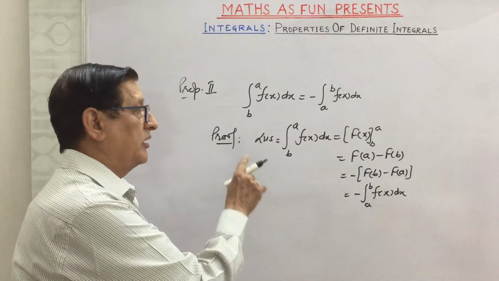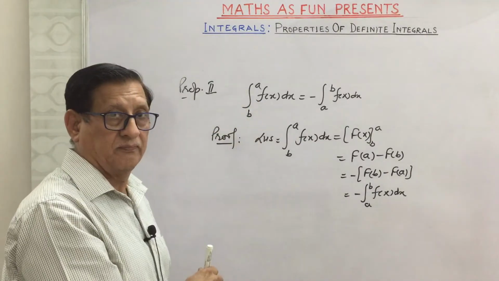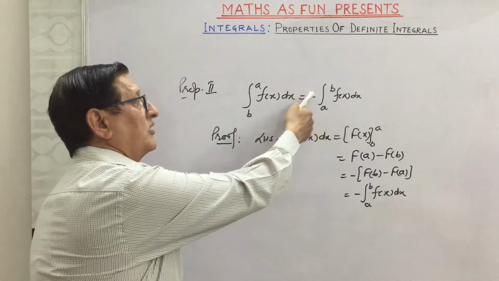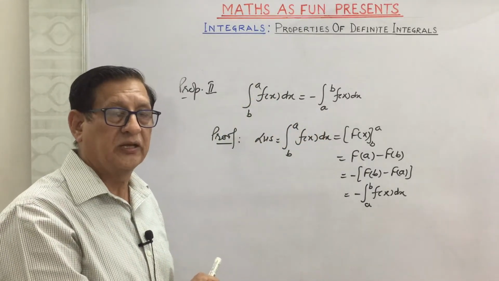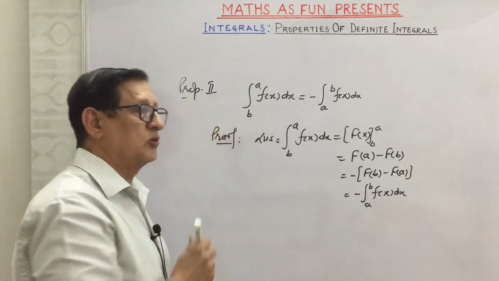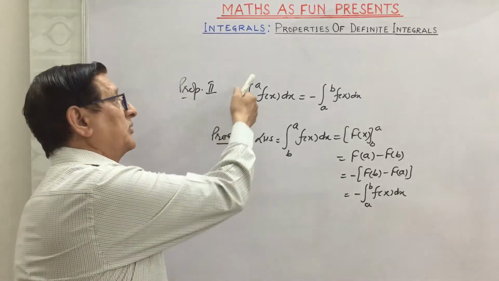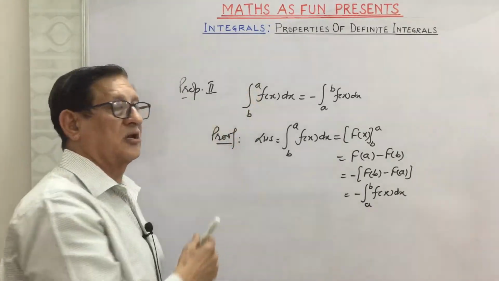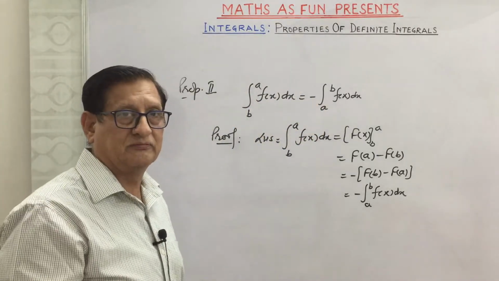What does it mean? It means if we interchange the limits, then the sign of the value of this will change, the numerical value will remain the same. Generally it is seen that the upper limit is greater than the lower limit, but in case we find that the upper limit is less than the lower limit, in that case we can make use of this property.